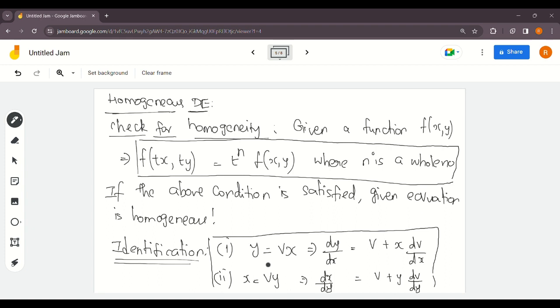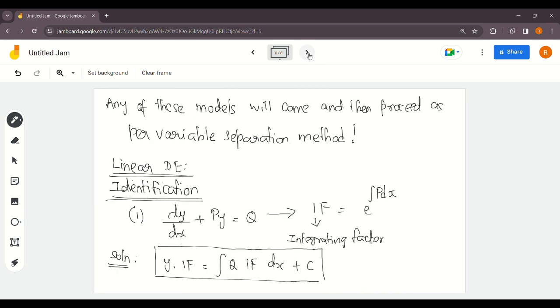If the first model is applicable, then you differentiate this, dy by dx, as per the product rule, the uv method, and you will be getting v plus x dv by dx. Similarly, if the second model is applicable, then you differentiate with respect to y, so dx by dy equals v plus y dv by dy. After that, you will have to proceed as per the variable separation method. So any one of these models will come, and then proceed as per the variable separation method to get the final answer.